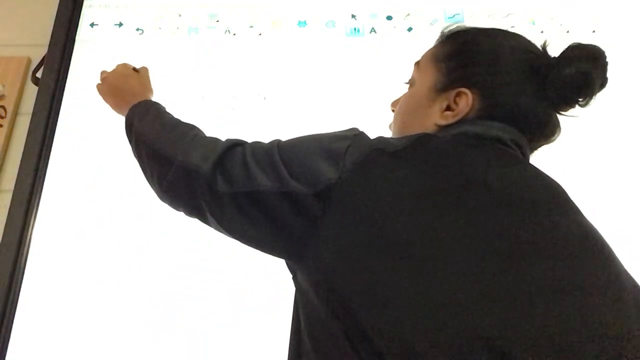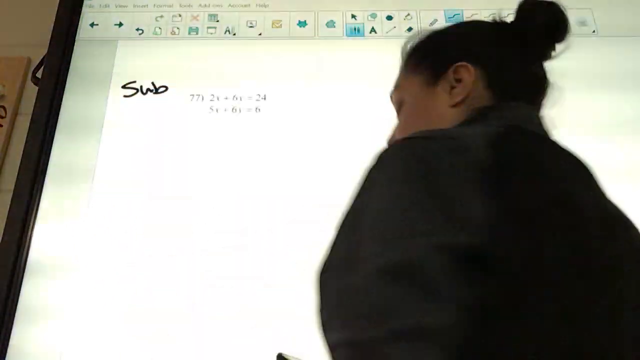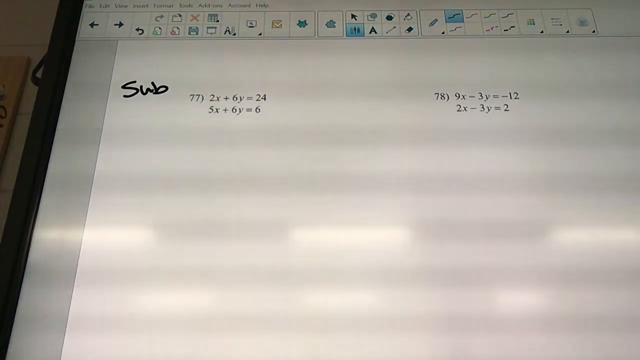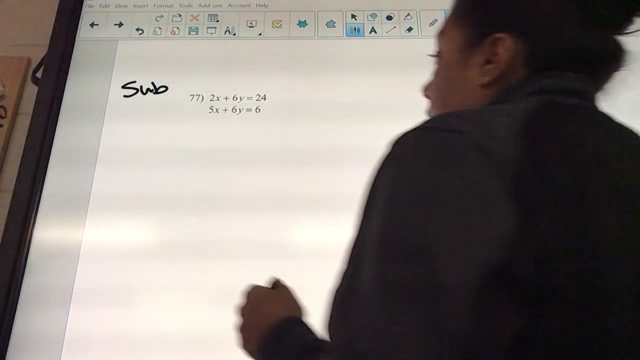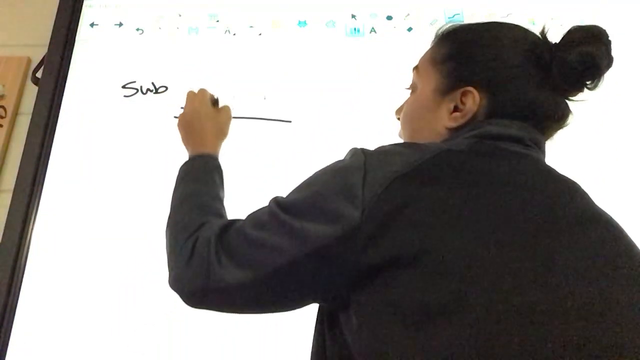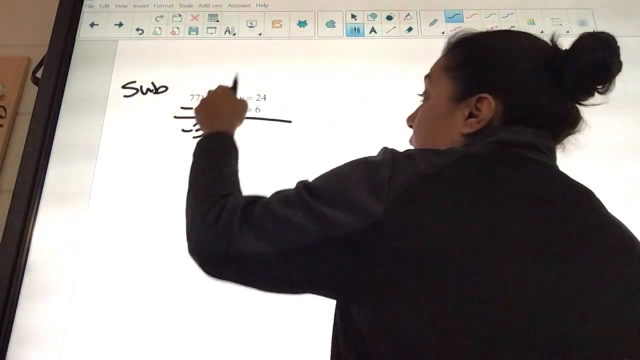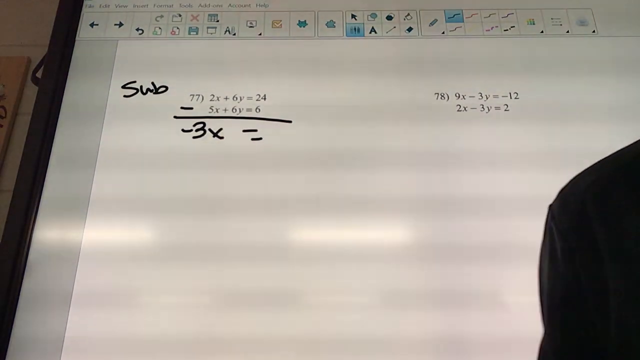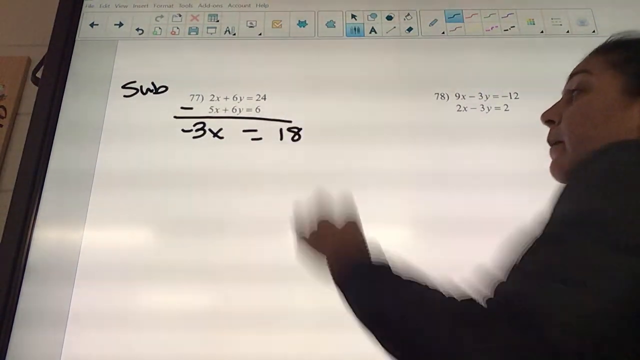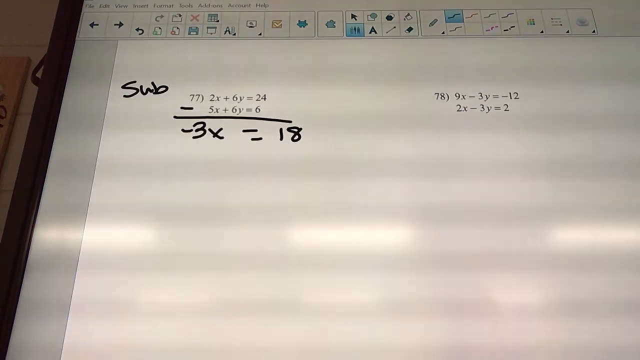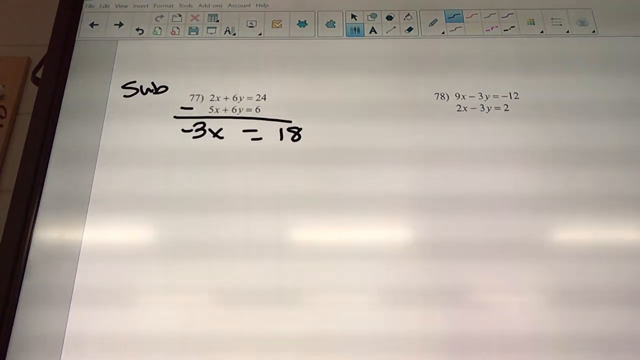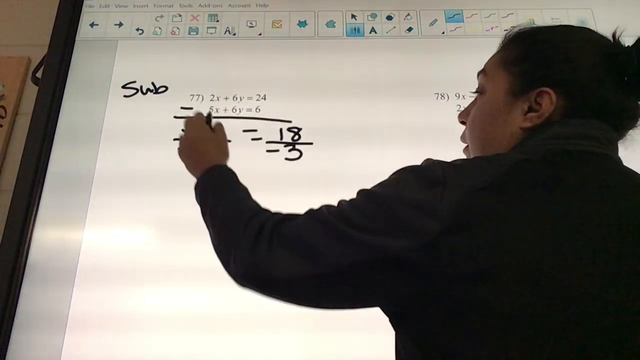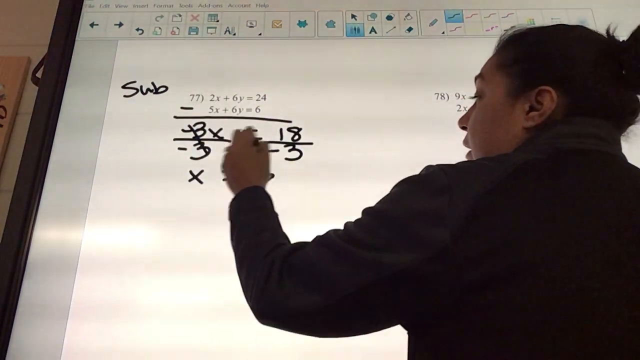Okay, these ones are the subtraction. So 2 minus 5 is going to be -3x. Well, 6 minus 6 is 0. And 24 minus 6 is 18. Okay, and then we're going to divide by 3, -3. And I'm going to get a -6.